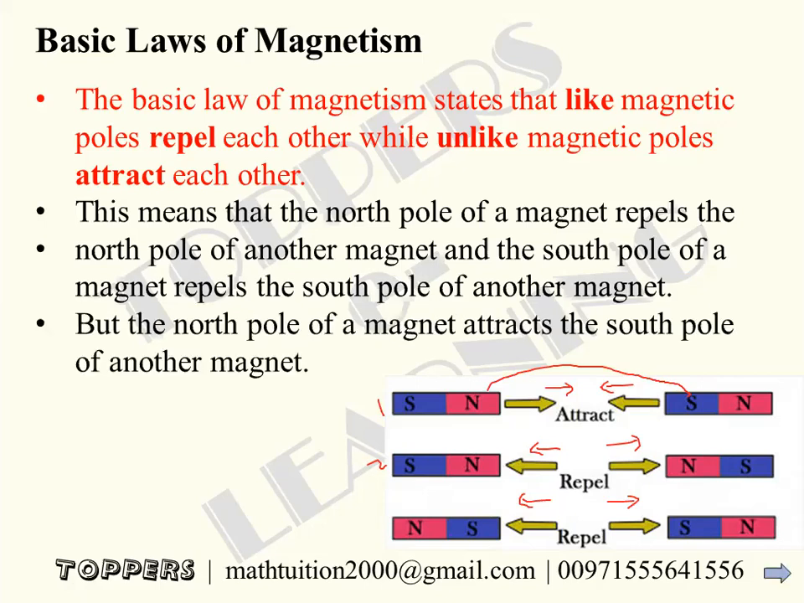Some more points I have written. This means that the north pole of a magnet repels the north pole of another magnet, and the south pole of a magnet repels the south pole of another magnet. But the north pole of a magnet attracts the south pole of another magnet.